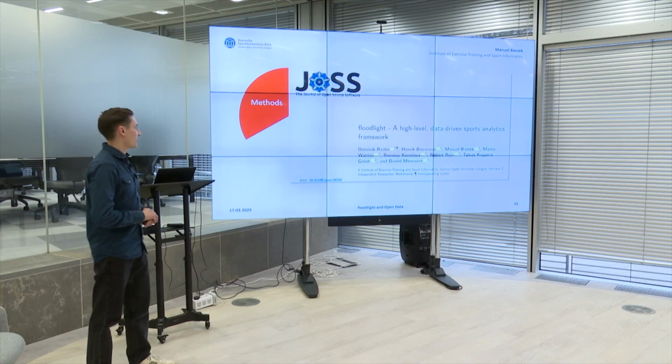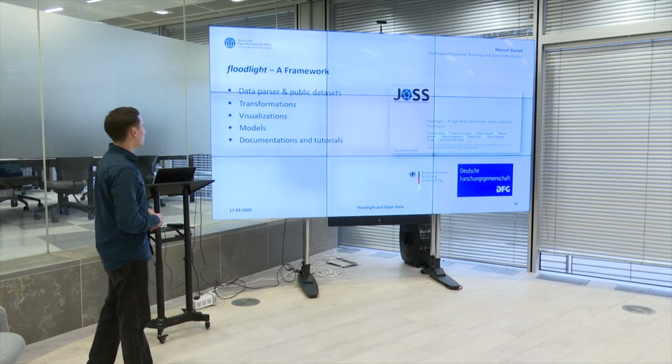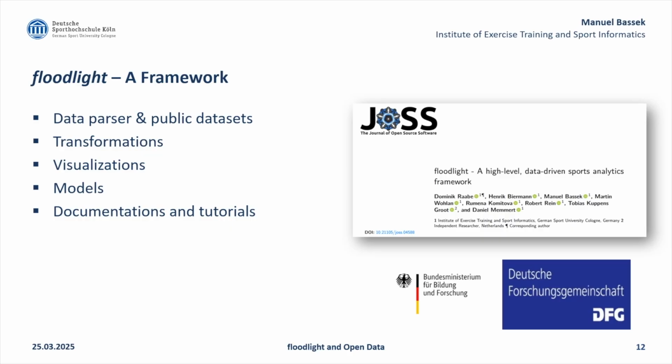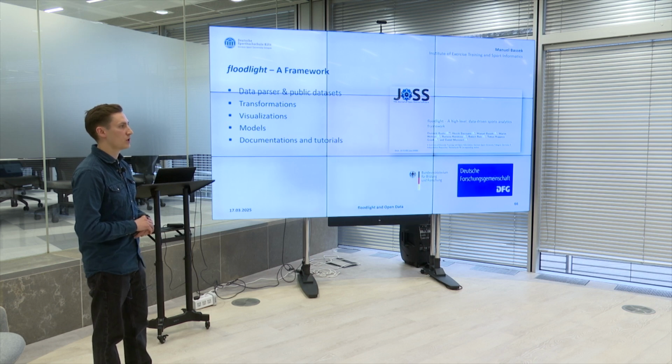So first, I want to start with the methods and Floodlight. Floodlight is an open source software package, and it started in 2021 as a project under the lead of Dominik Rabe. And we wanted to build a framework for data-driven sports analytics. We came to the realization that we have this huge amount of heterogeneous data. We have a large overhead of programming for each project that we are doing. And we don't really see any reporting of methods within the scientific field. So we want to build this project to aid researchers and to help them along the steps of data analysis.